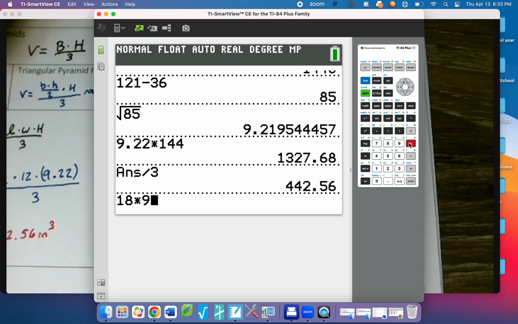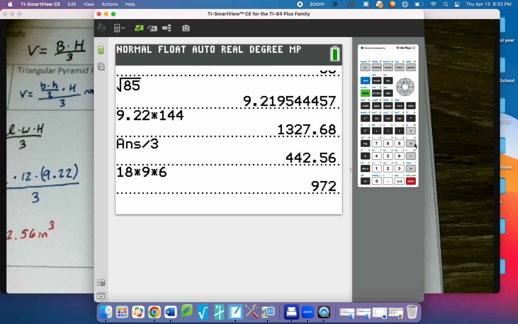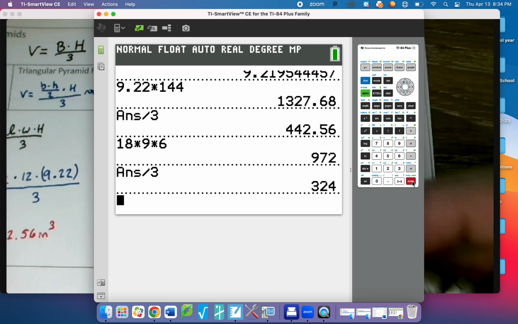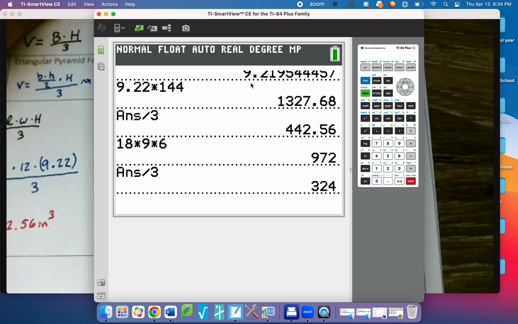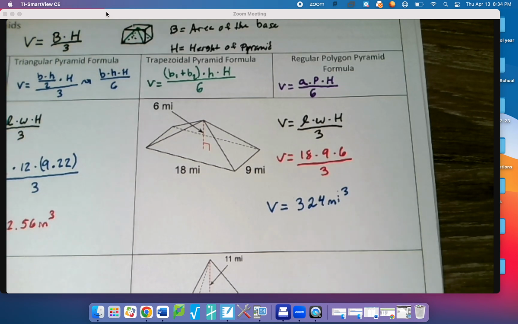18 times 9 times 6. So that's what we get for the prism. But I want to turn it into a pyramid, so I divide by 3. And we get 324 miles cubed for our volume.